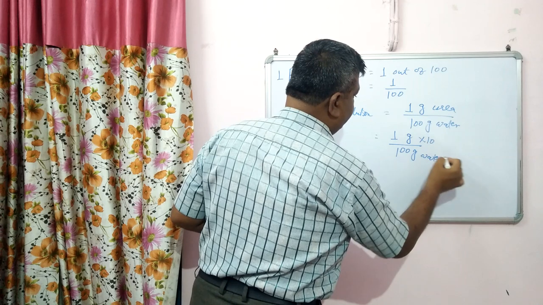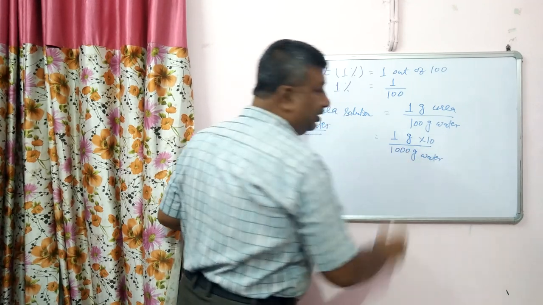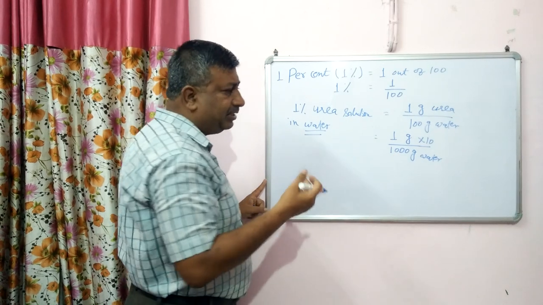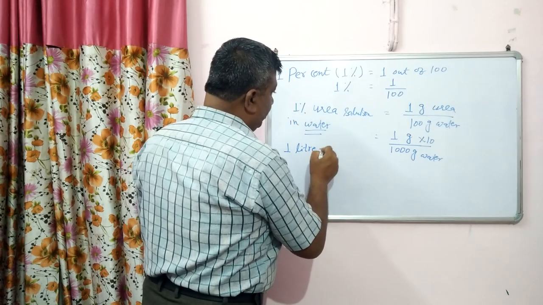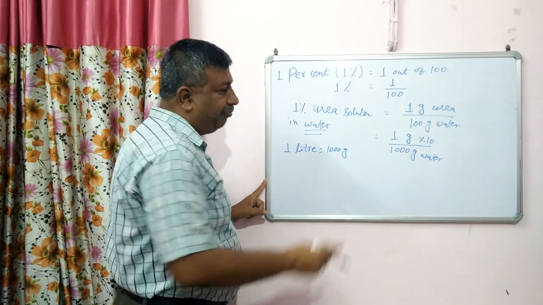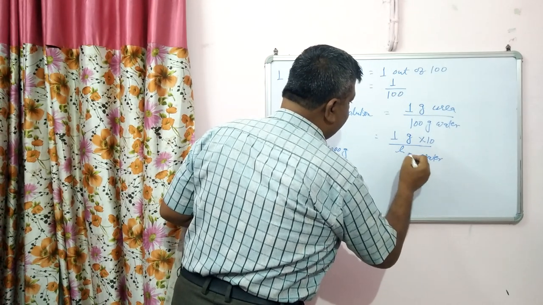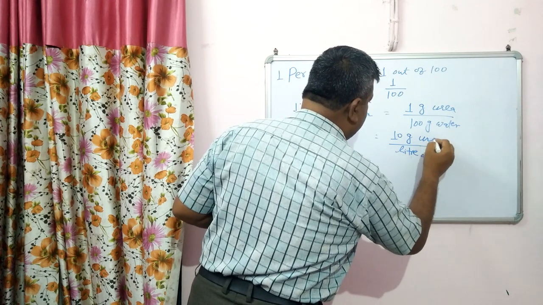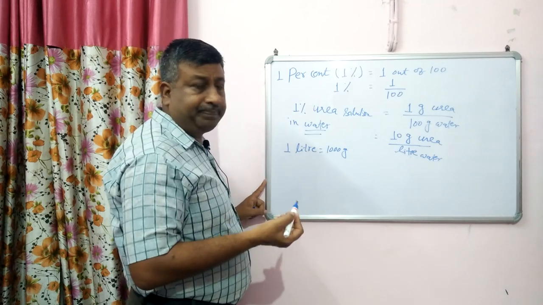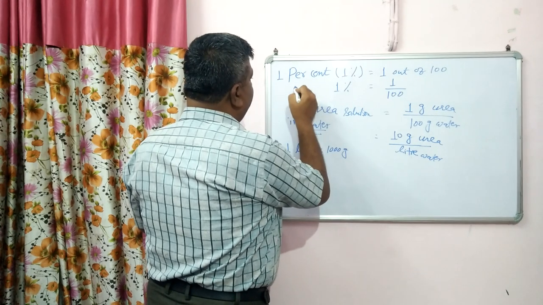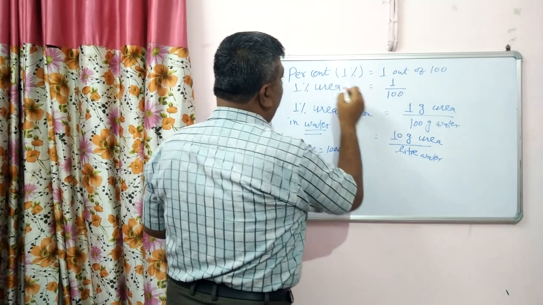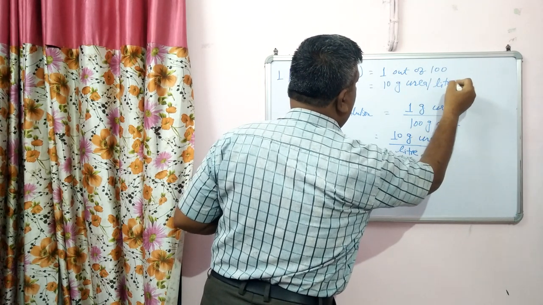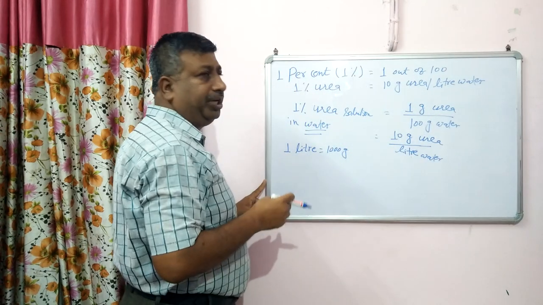If it is multiplied by 10, then it is 1000 gram water. So we multiplied both numerator and denominator by 10 to make it 1000 gram. Our interest is in 1000 gram because in 1 liter there are 1000 gram. So we can rewrite it as 1 liter water, and now this is 10 gram. So if we dissolve 10 gram urea in 1 liter of water, then it is a 1% solution. So a 1% urea solution is made by dissolving 10 gram urea per liter of water. This is the meaning of 1%.